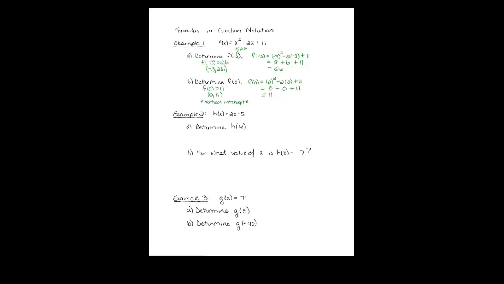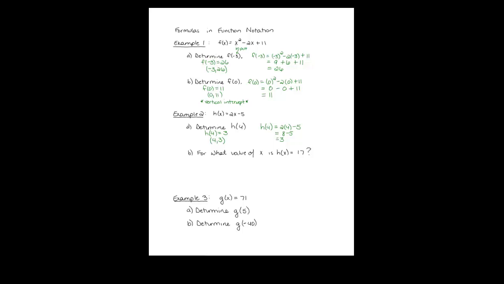Moving on to example 2, here we have another function. This one, h of x equals 2x minus 5. And part A, we're asked to determine h of 4. So the same thing we did in example 1. We're going to replace the x with 4. 4 is the input. So equals 2, replacing the x with 4, minus 5. Working it out, 2 times 4 is 8, minus 5. 8 minus 5 is 3. Writing it in function notation, h of 4 equals 3. That gives us the ordered pair, 4, 3.